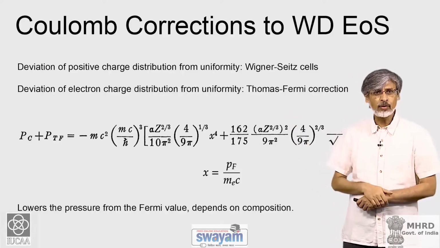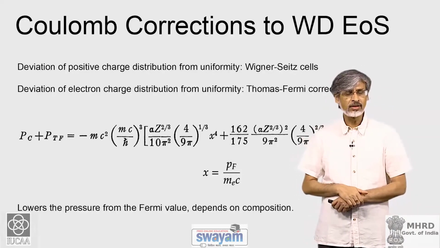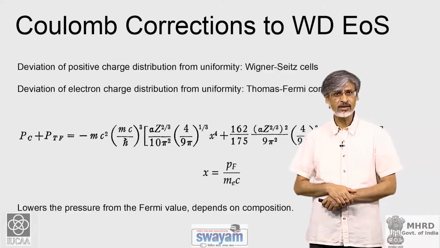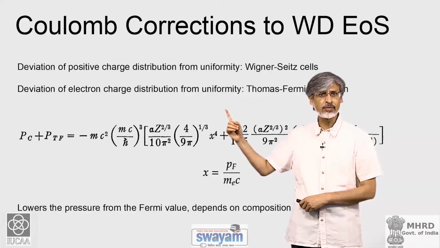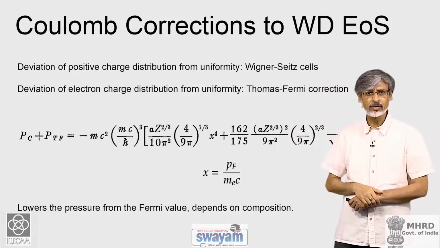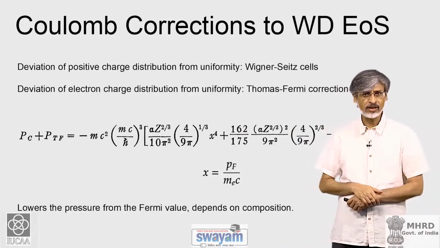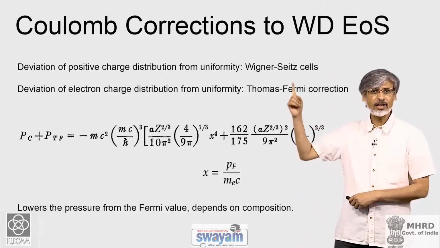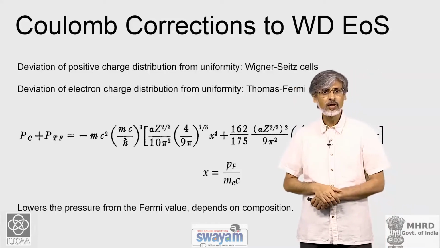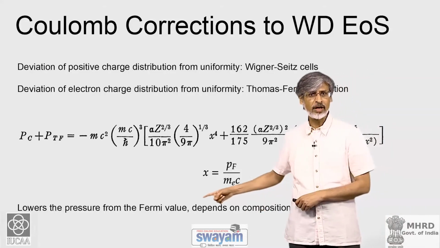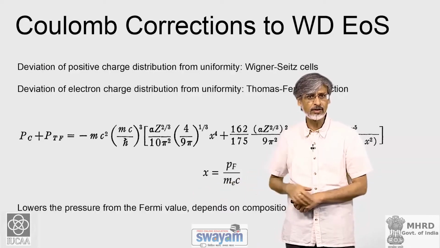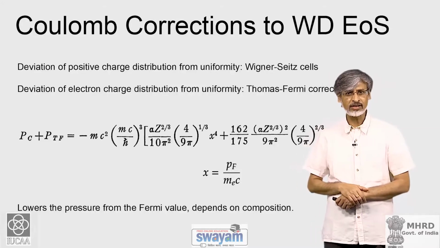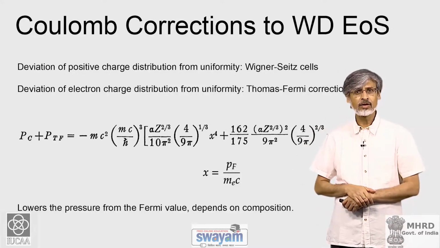And since the positive charges are not uniformly distributed, so too are the electrons, the negative charges. The deviation of the electron charge distribution from uniformity and the effect of it on the pressure of the electrons can be computed through Thomas-Fermi corrections. The effect of these two is to lower the pressure compared to the Fermi pressure, that is the pure degeneracy pressure, and the amount of reduction of the pressure depends on the composition.